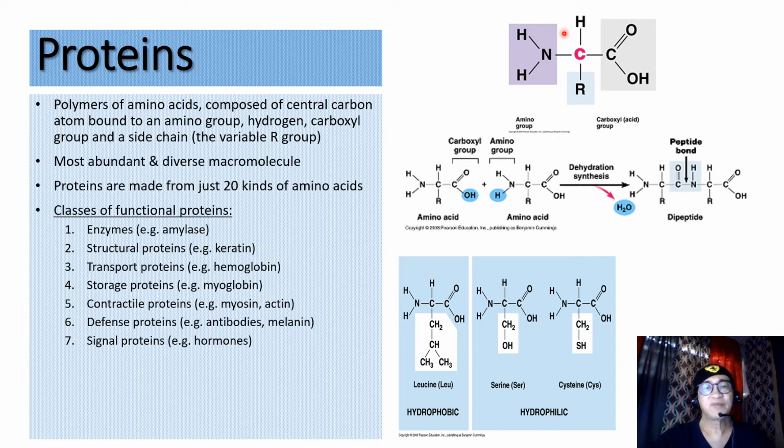The proteins are polymers of amino acids composed of a central carbon atom bound to an amino group and to a carboxyl group and to a hydrogen atom, and finally to the radical group or the R group. This is the distinguishing group of atoms of each different type of amino acid, the radical group or R group. So every different amino acid has different R groups.